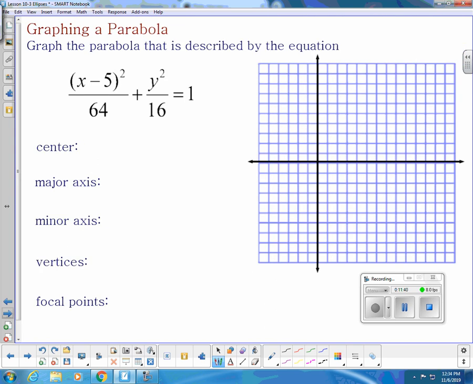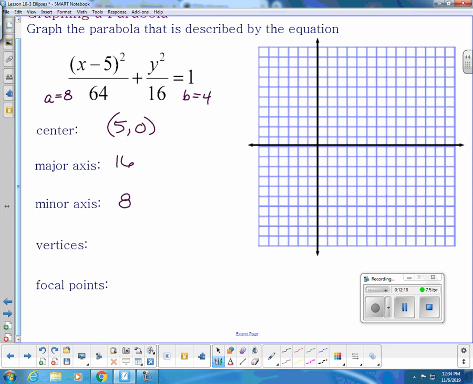What is the center here? 5, 0. What is my A value? A equals 8 and B equals 4. So which way am I going to go 8? Right and left, right? Horizontally? So how long is my major axis? And how long is my minor axis? 8. Okay.